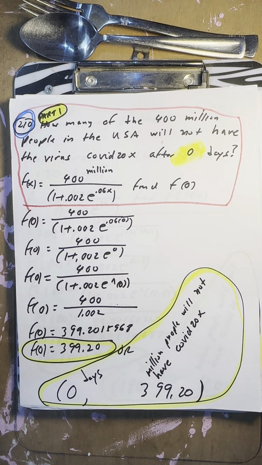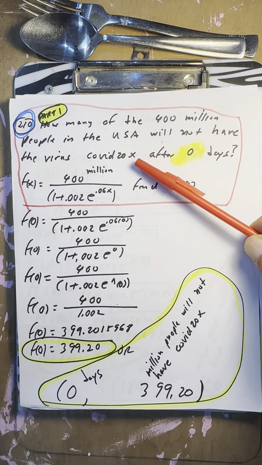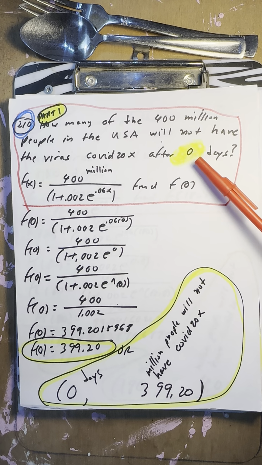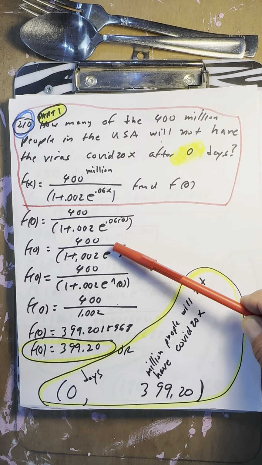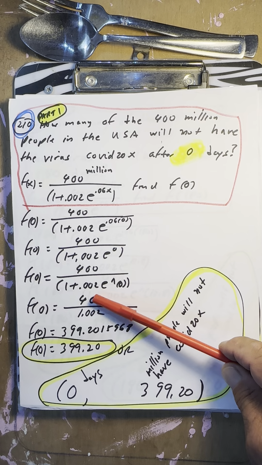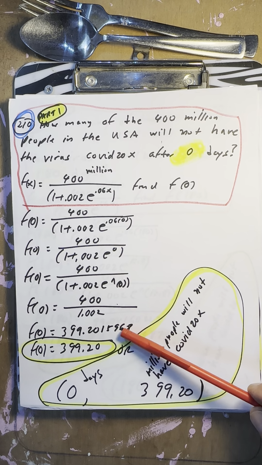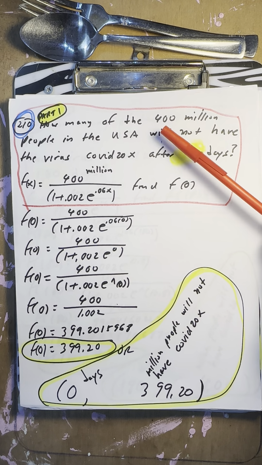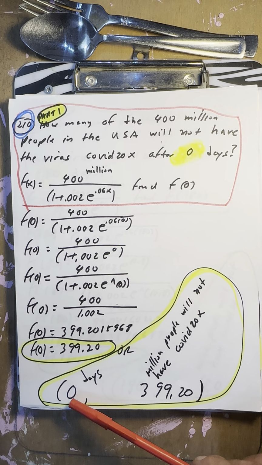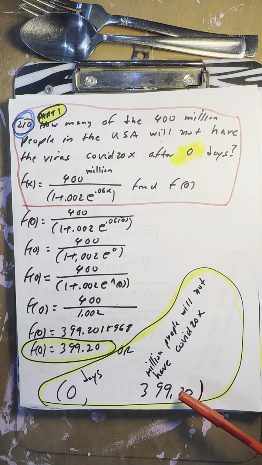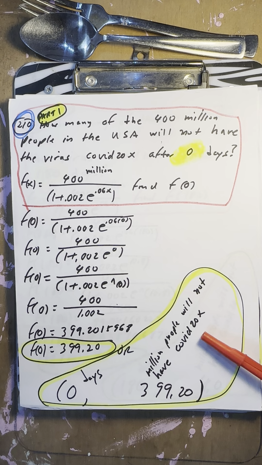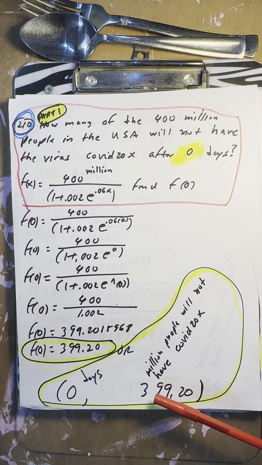How many of the 400 million people in the USA will not have the COVID-20X virus, huh? After 0 days, put a 0 in there. So that's going to be 0. So 400 divided by this is going to give you this number here. So there's 400 million people right now in the United States. After 0 days, when you first got this thing here, 399.20 million people will not have COVID-20X virus, okay? So out of the 400 million people, 399.20 will not have it. No, they don't have it.